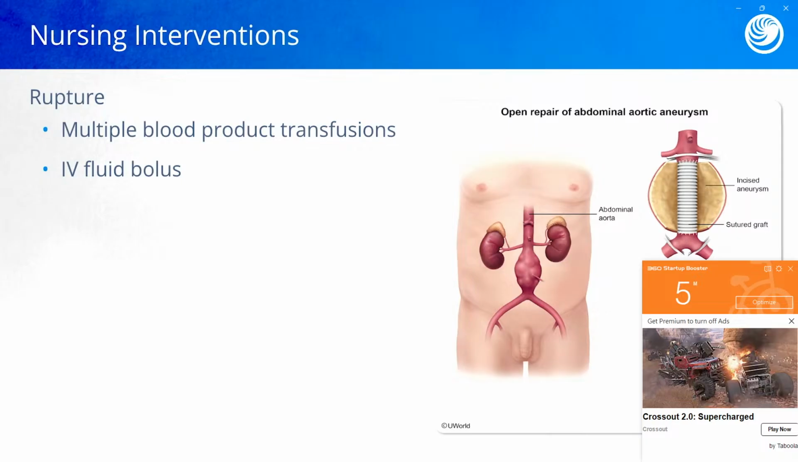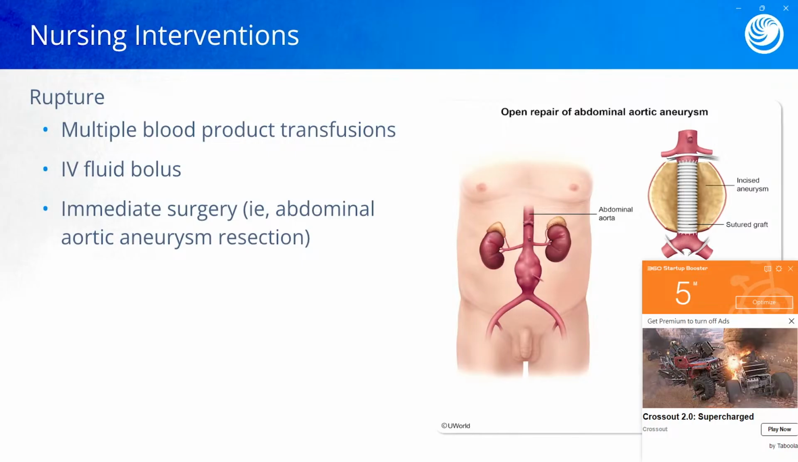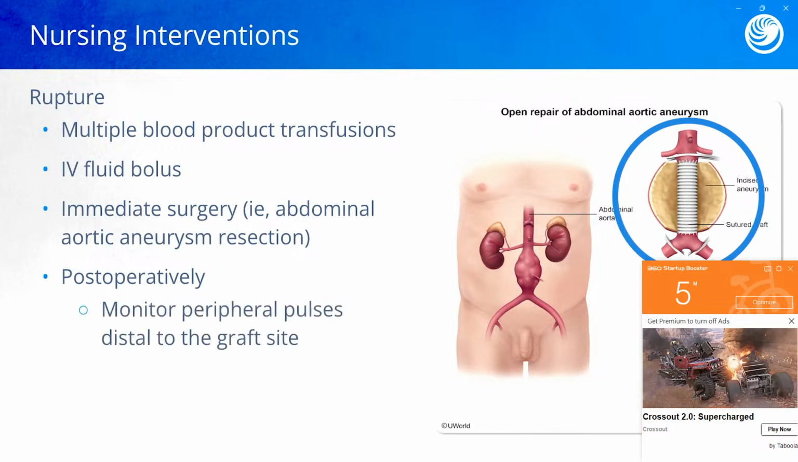These clients need immediate surgery, and it's oftentimes going to be an open surgery. We're going to open the abdomen to get to the aorta and perform a resection. If you look at the graphic, you can see the abdomen is open and a graft is sutured in at the aneurysm site. The aneurysm is then sewn over the graft so blood flow can be restored.